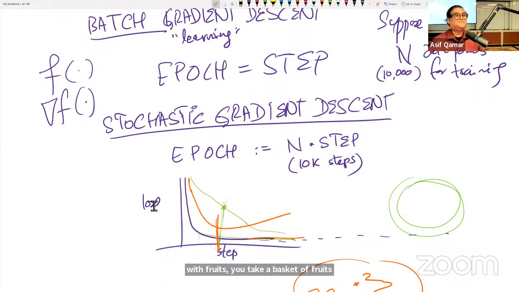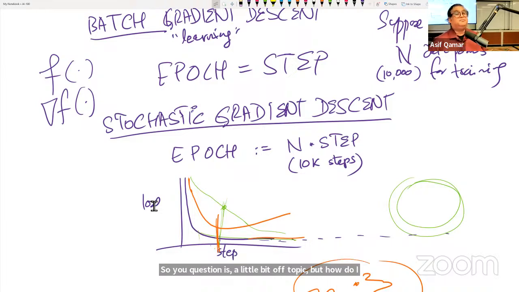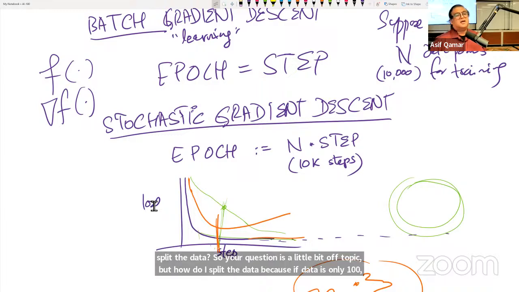Let's say there's a full size of 100, all data. And then you need to separate that into training and then validation or maybe test data. What would be a good ratio? Oh, that is a very good question. Your question is a little bit off topic, but how do I split the data? Because if data is only 100, it's very precious. How do I survive?